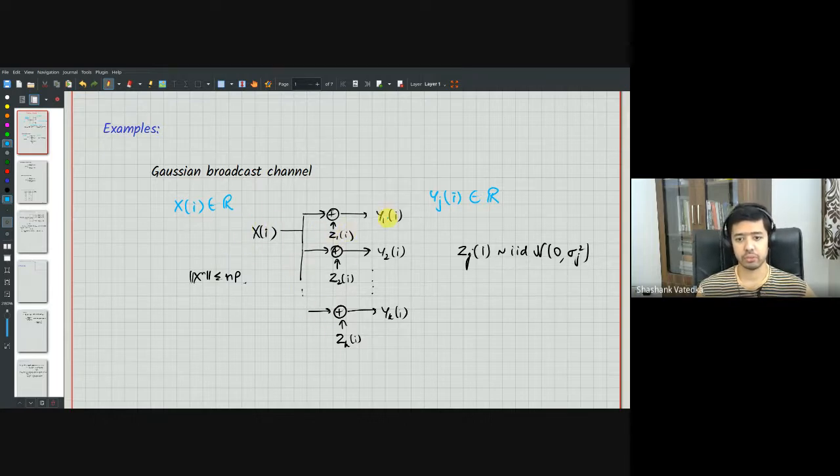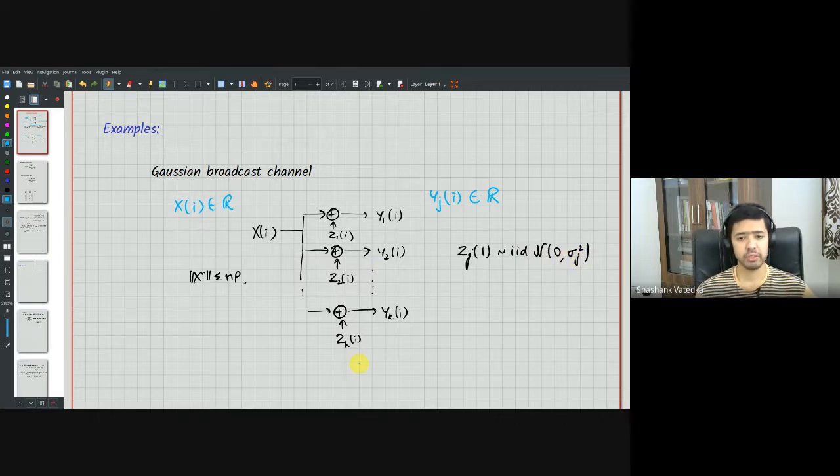So yj of I is equal to x of I plus zj of I, where zj of I we assume is IID Gaussian with zero mean and variance some sigma j square. So the noise variance to user j is sigma j square. So user 1 sees x of I plus z1 of I, where z1 of I is Gaussian with zero mean and variance sigma 1 square, and so on.